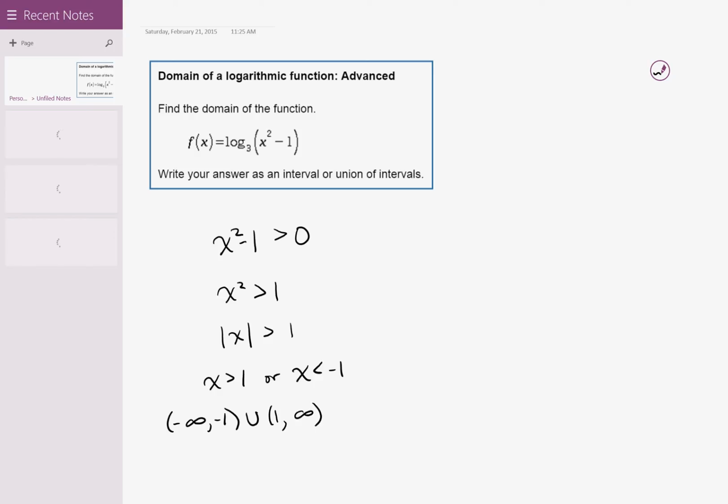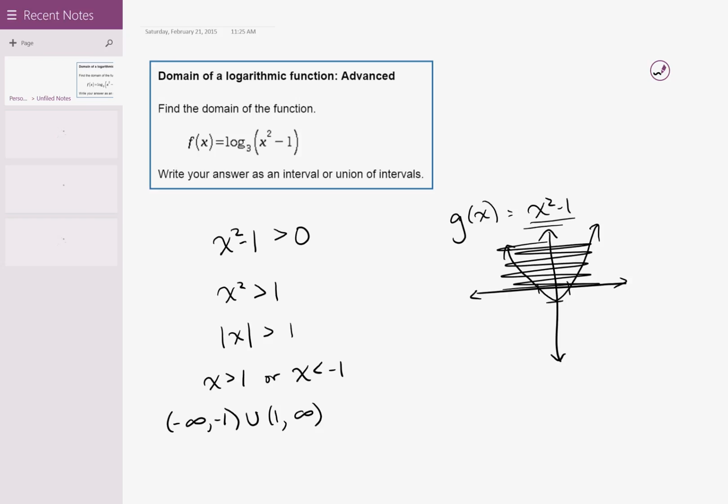Okay, there are other ways I can solve this. I can consider the function g of x equal to x squared minus 1 and graph it. And I still need this to be greater than 0, so that's this portion of the graph right here, which happens where x is from negative infinity to negative 1, or from 1 to infinity, but does not include this block of values right here, where the function is less than 0.